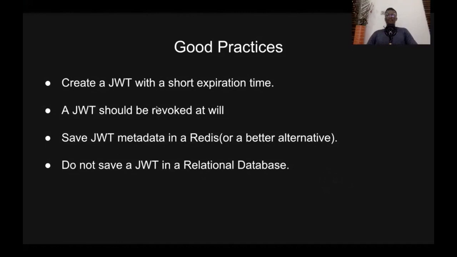This is one of the key things that many people don't like about JWT, which is it only gets revoked when it expires by itself. But I can show you how you can render a JWT useless, that is, revoking it whenever you want to. So the next one is save JWT metadata in.